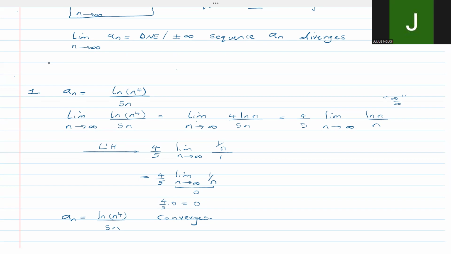And then we substitute n as n approaches infinity. And we find that this function will go to 0. So we have 4 over 5 times 0, which equals 0. And that means that the sequence a_n, which is natural log of n to the power of 4 divided by 5n, converges.